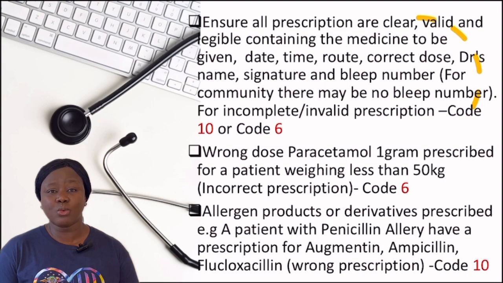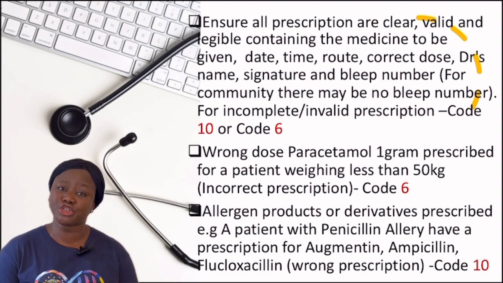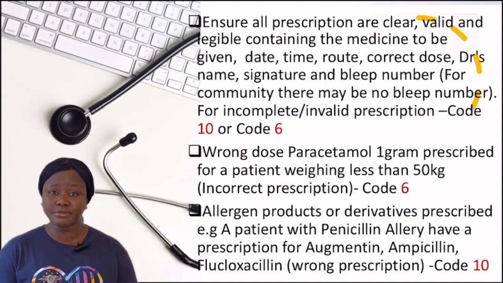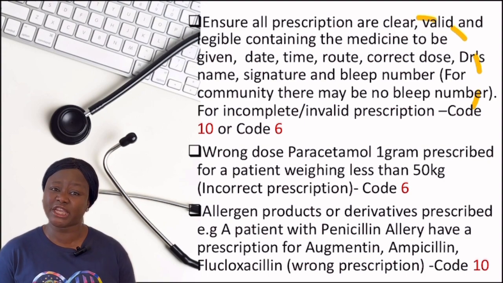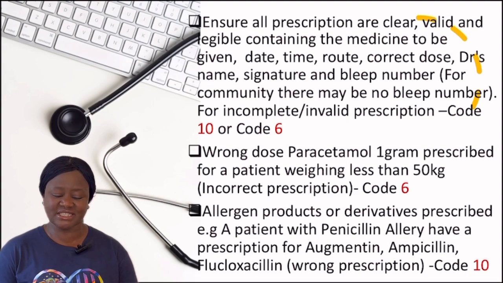Now, another reason we code is when we have a wrong dose. So do familiarize yourself with the common medications you have in implementation station and the correct doses. If paracetamol, for example, is prescribed for a patient that is weighing less than 50 kilograms and you have a prescription of 1 gram, that is a wrong prescription, an incorrect prescription. You can always go for a code of 6. So I'll put a code of 6 for that and no signature beside it.